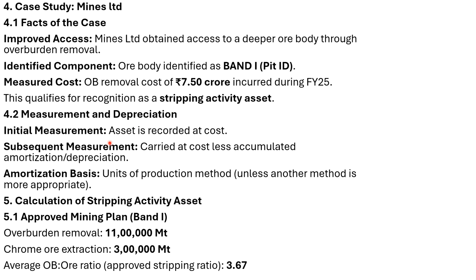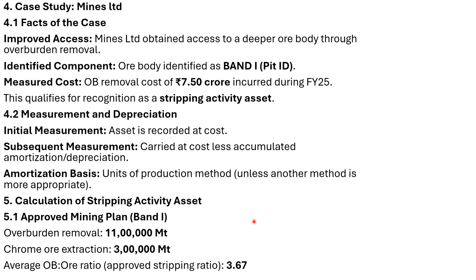Measurement and depreciation. Initial measurement: the asset is recorded at cost. Subsequent measurement: carried at cost less accumulated depreciation or amortization. Amortization basis: unit of production method unless another method is more appropriate.